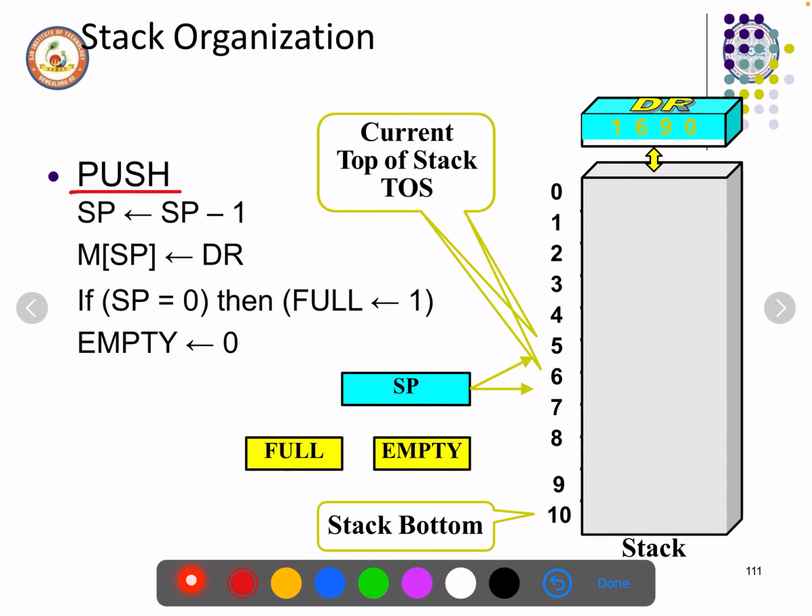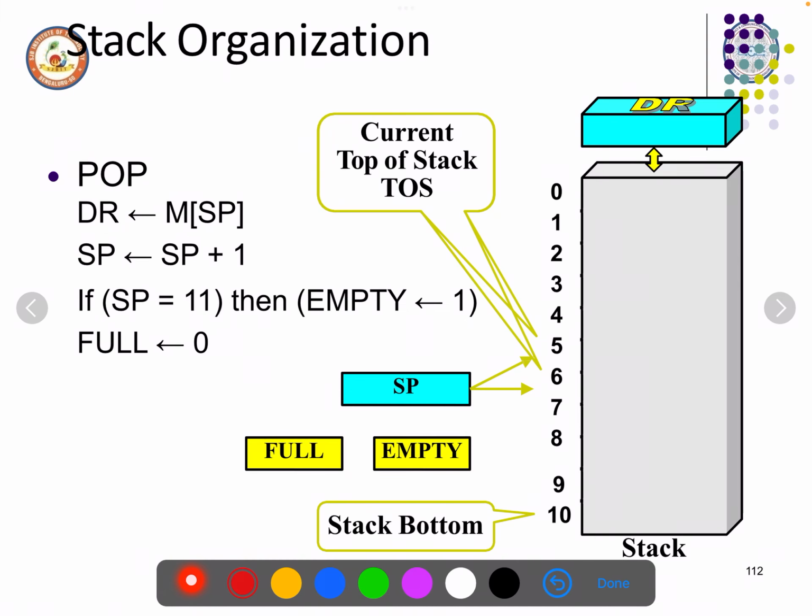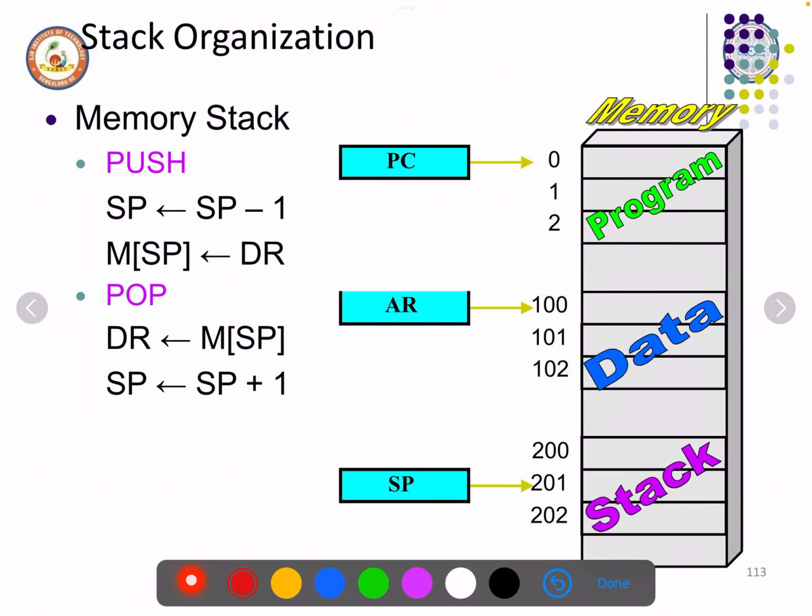Push instruction means first the stack pointer is decremented by 1, and then the content in the data register will be copied to the memory. So first decrement and copying, that is push. Then pop is copying and incrementing. First it copies the content, then it increments by 1, because it is a last in first out principle and it grows in decreasing order. While loading the data, memory will be growing in decreasing order.